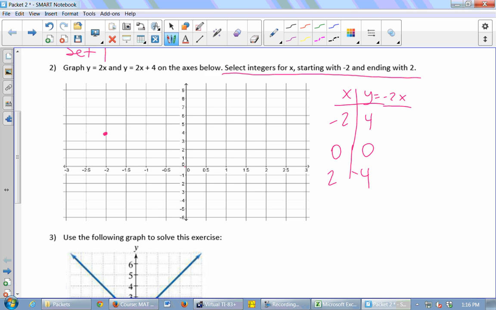Why did I switch to -2x? That's just plain old 2x. So that's -4 and that's 4. Okay. -2, -4, 0, 0, and 2, 4. Okay, so that makes a line.